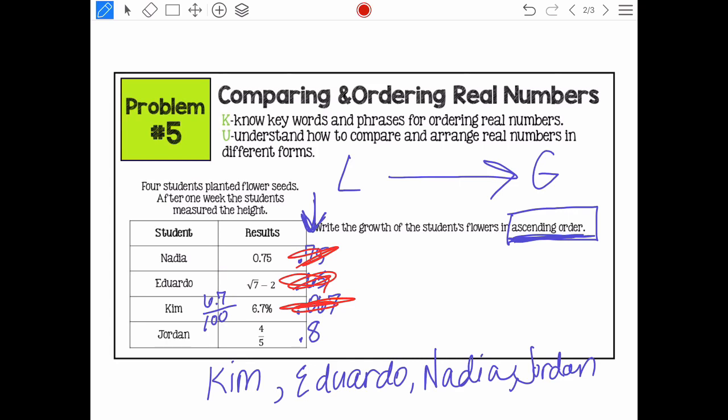All right, guys, hopefully you're getting quicker at this. Hopefully you got that correct. If you put the numbers in, that's totally fine too. So it would have been 6 7/10%. Eduardo, it would have been the square root of 7 minus 2. Nadia, 75 hundredths. And Jordan, 4/5. All right, so either way, if you had those with the name order or the number order, as long as you got it correct, you're good to go. Good luck on problem number 6.